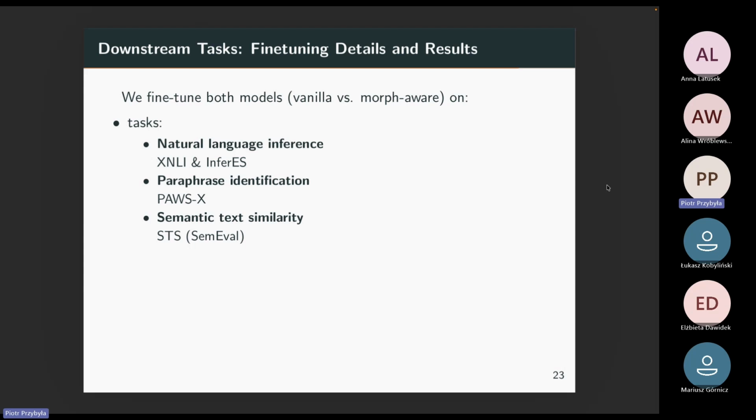Anyone want to guess which one of these will give us the highest gains thanks to better syntax understanding? Anyone?